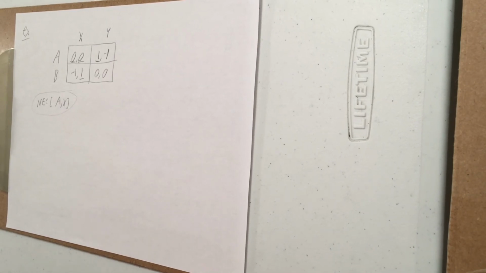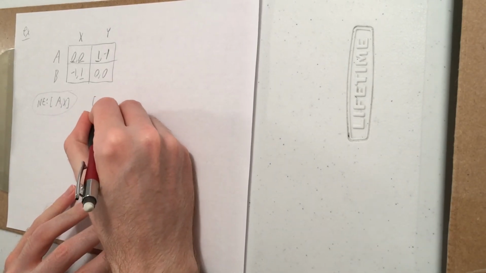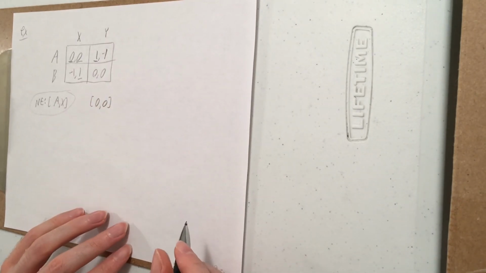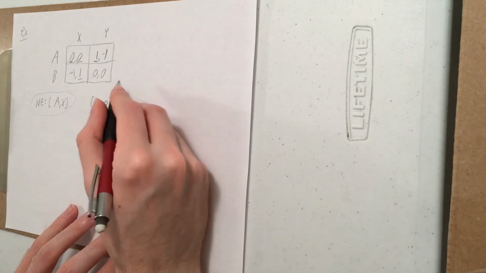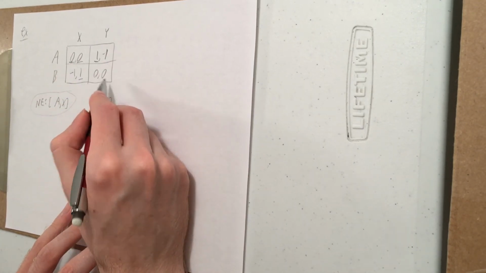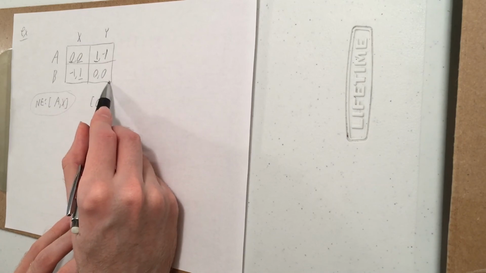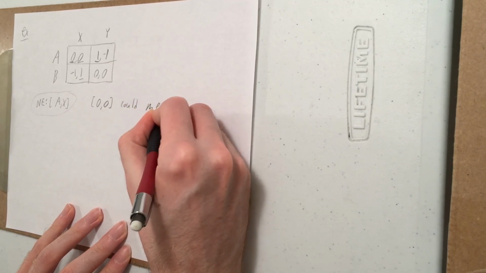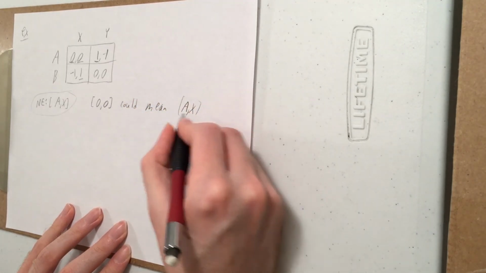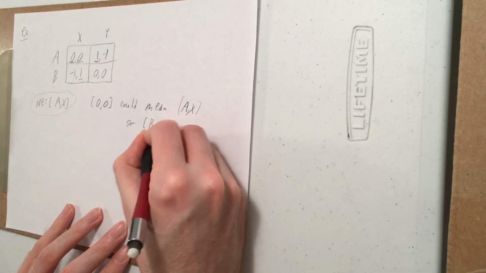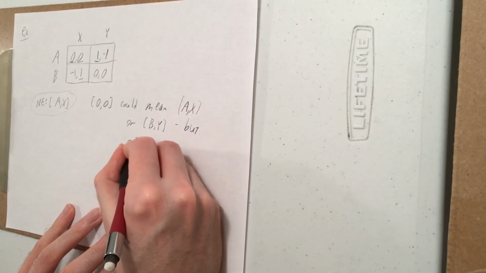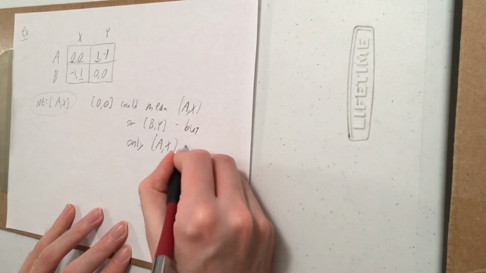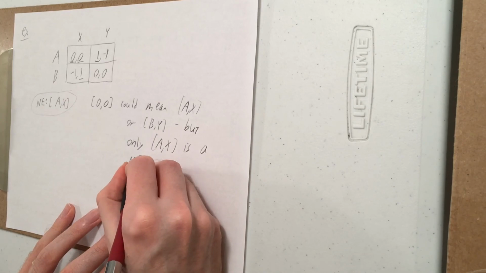The strategies are always unique. If you've written 0, 0 though, the payoffs, which you should not do, and here's why you should not do it, that could mean AX or it could also mean BY. But BY, while it uses the same payoffs, is not a Nash equilibrium. That's why I should always write the Nash equilibrium as strategies and never as payoffs.